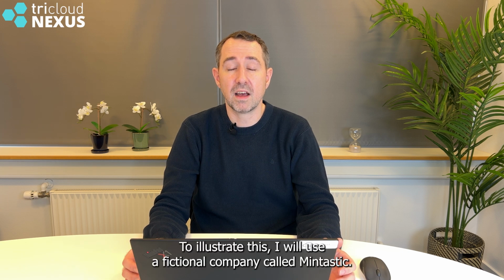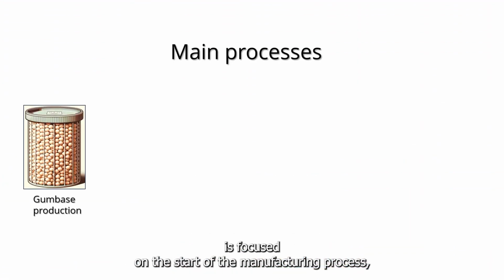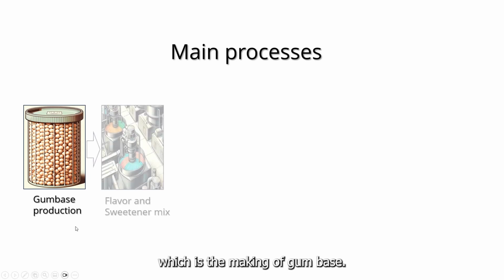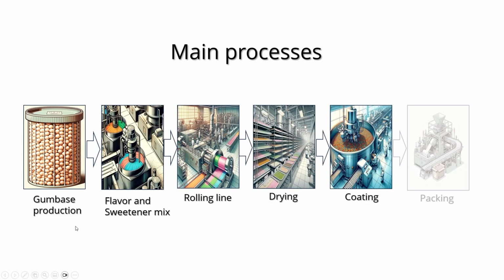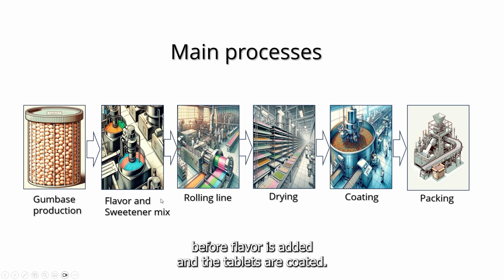To illustrate this, I will use the fictional company called Mentastic. Mentastic is a chewing gum manufacturer that has just started on their digitalization journey. Their initial goal for data collection is focused on the start of the manufacturing process, as you can see here, which is the making of gum base. Gum base is the initial form of chewing gum before flavor is added and the tablets are coated.